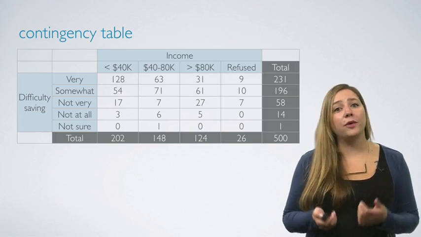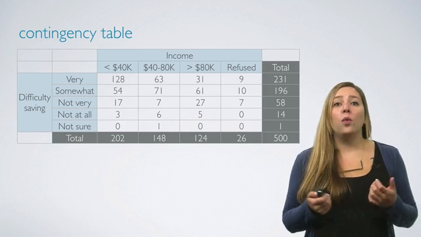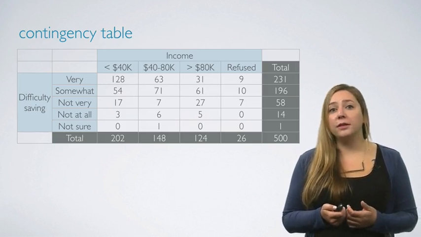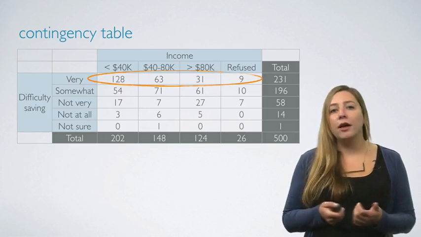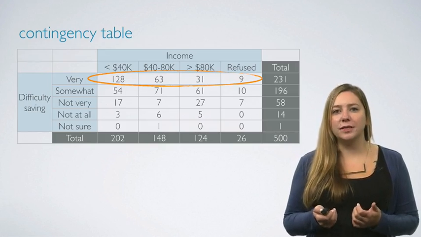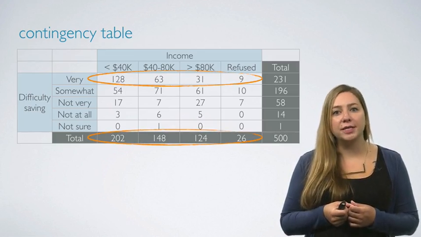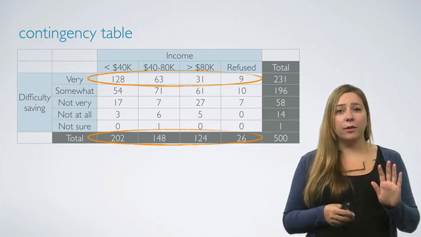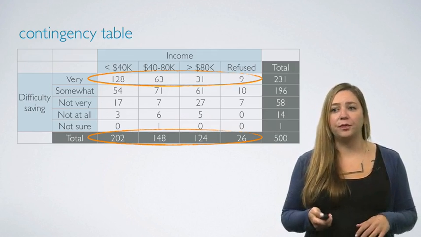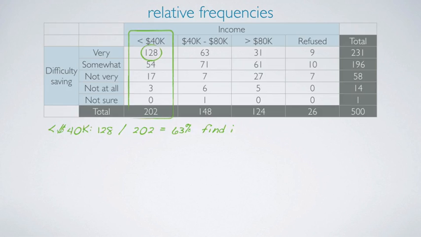To evaluate whether income and perception of difficulty of saving are related, we will need to compare people who say it's very difficult to save money among the different income levels. But we can't just compare these counts since the sample sizes for each income level are different. Instead, we should consider the distribution of one variable conditional on the other. To find out what percent of people who make less than $40,000 per year think it's very difficult to save money, we just consider the first column.